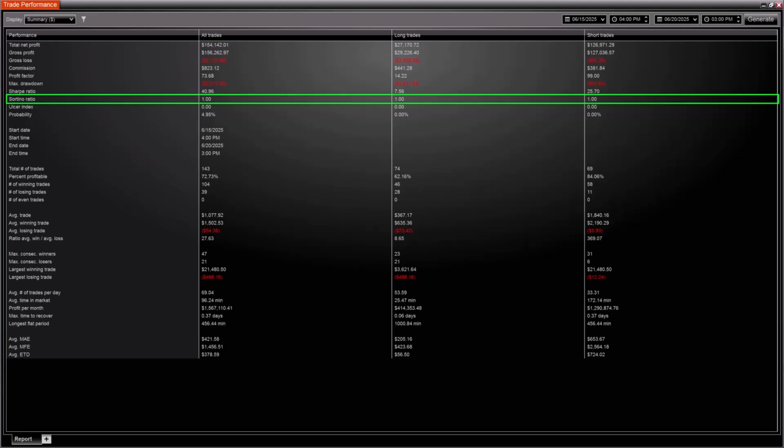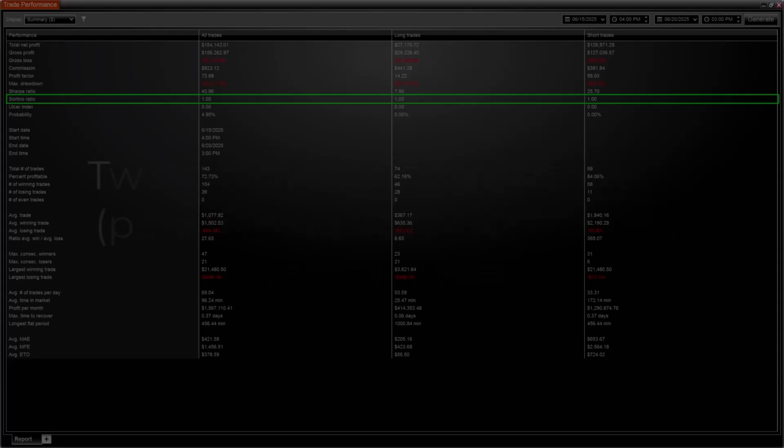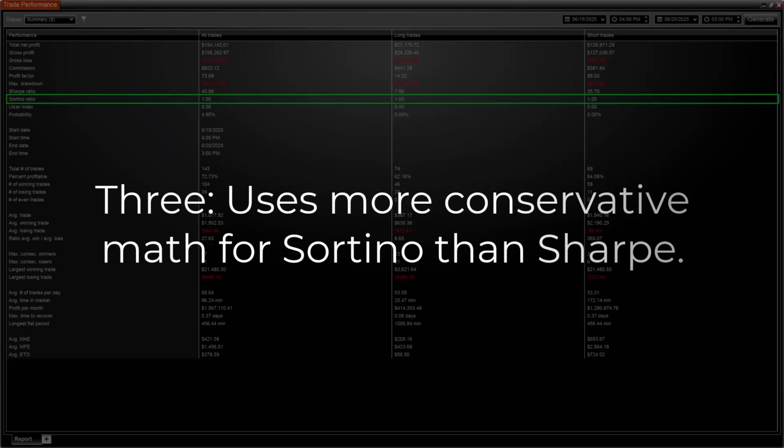According to our math, it is likely that NinjaTrader is doing one or all of three things. 1. Flags several of our commission-based break-even exits as losses. 2. Includes early small losses, part of trade sequences, in its downside calculation. And 3. Uses more conservative math for Sortino than Sharpe.